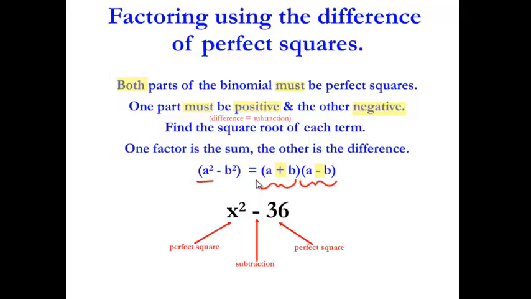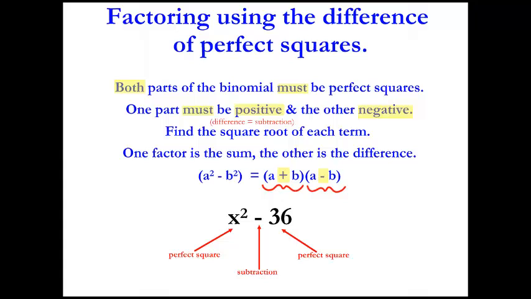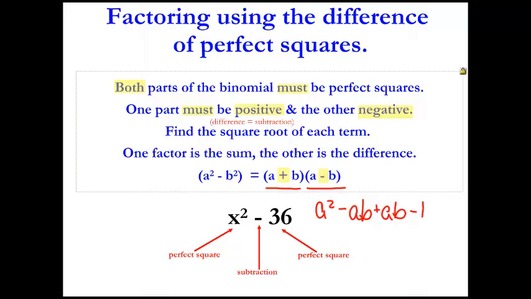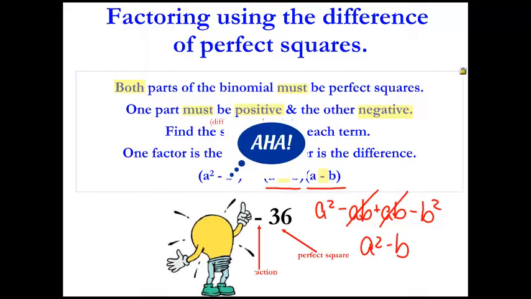So I take the square root of the first term, add that to the square root of the second term, and then I take the square root of the first term again and subtract the square root of the second term. That's a pattern that when we multiply these kinds of binomials, you should have noticed. The middle term always drops out. I would have gotten a squared minus ab plus ab minus b squared. Always the case that the middle terms dropped out, and I ended up with a squared minus b squared.